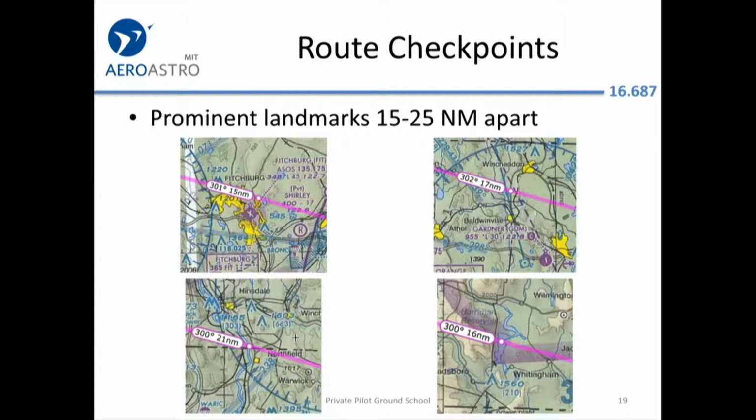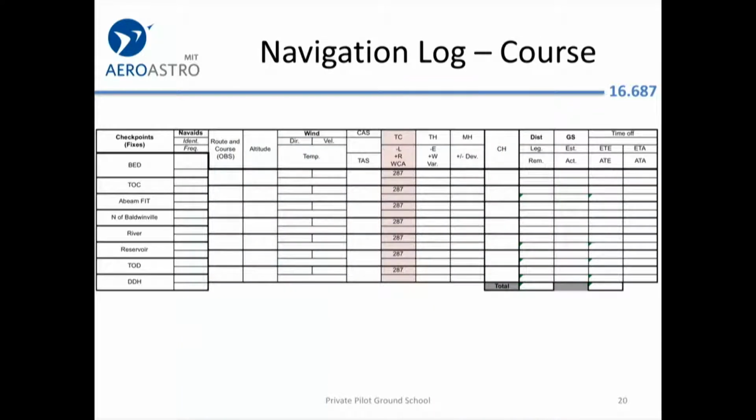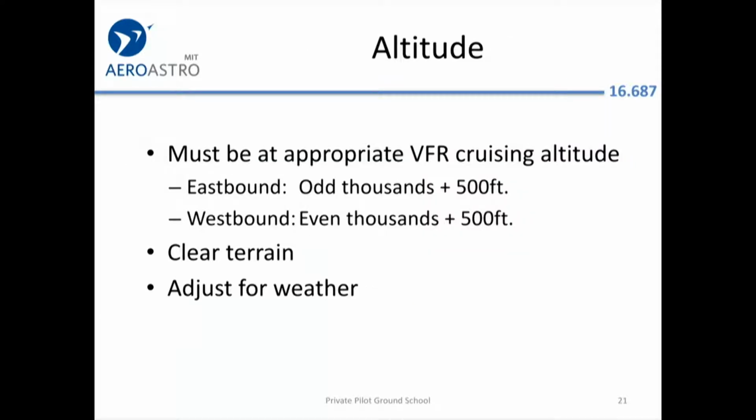Here's what I did want to show you. You find some prominent landmarks along the route. We talked about that yesterday in the piloted section. So, things you can identify from the air. You get your blank navigation log form. You pick an altitude.